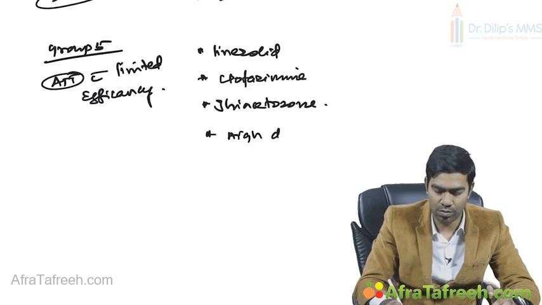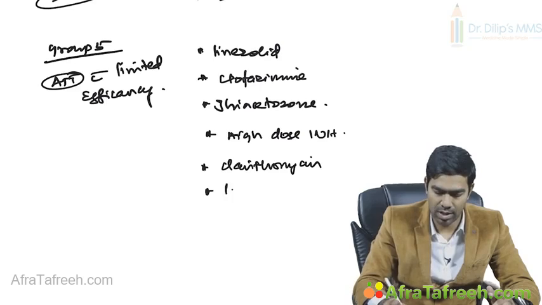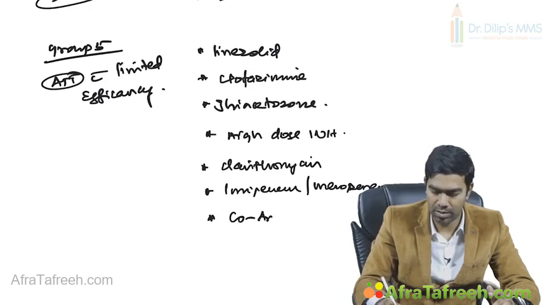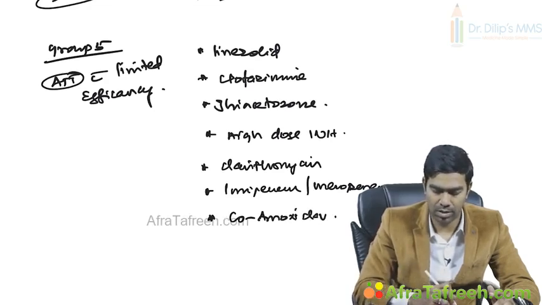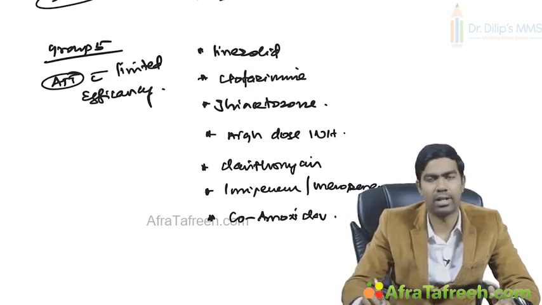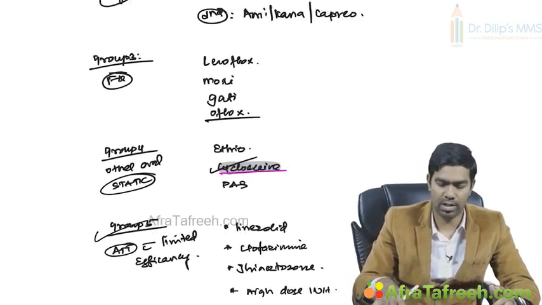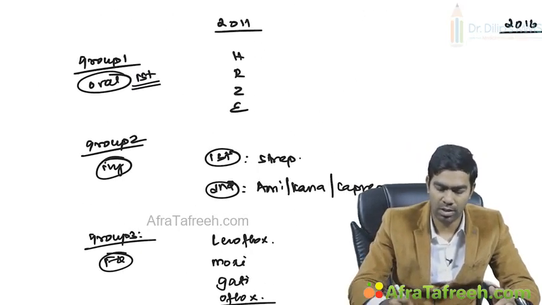Then high dose of INH, macrolide called clarithromycin, which we have discussed already, all these things. Then imipenem with clavulanic acid combination, meropenem alone, amoxicillin clavulanic acid combination. Clear? And the newer ones were not there that time, that is bedaquiline, delamanid. So we cannot put under group 5. So these are the drugs classification that was given by WHO in 2011.